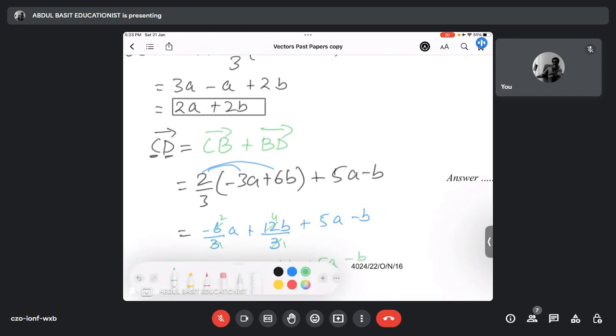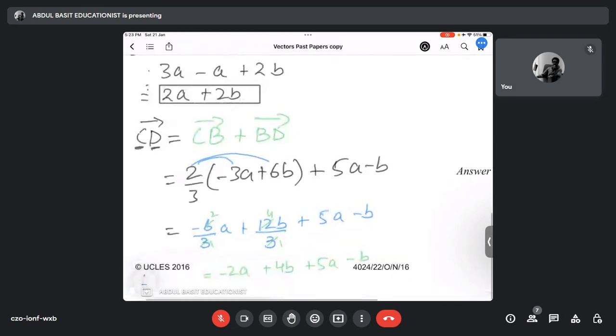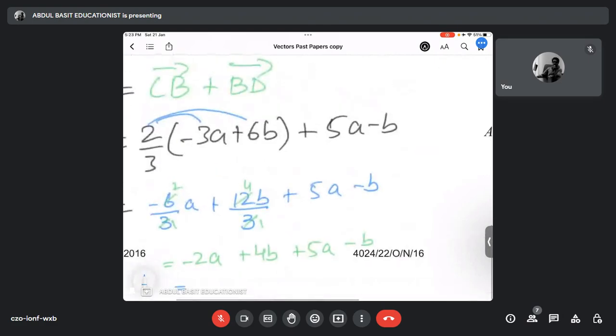Please do arrange the question. So we can see that minus 2 plus 3 plus 5a is what? It is 3a, and 4b minus b is 3b. Now we have this thing, 3a plus 3b.